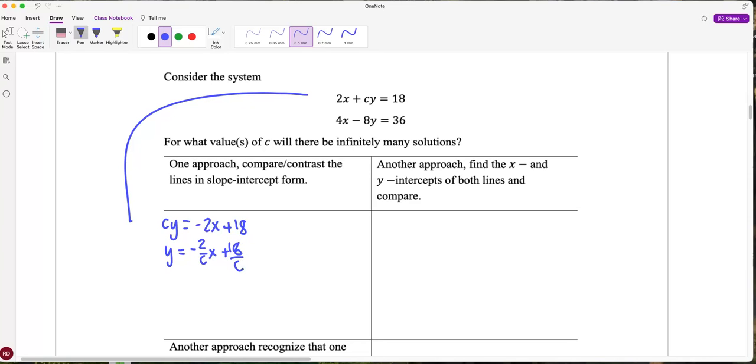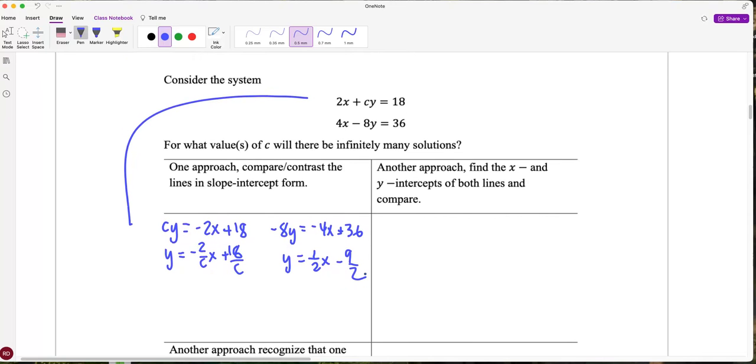The next line is going to be what? Negative 8y equals negative 4x plus 36. Y is going to be, when I divide everything by negative 8, 1/2 x minus, so 36/8 is what? 18/4 or 9/2.